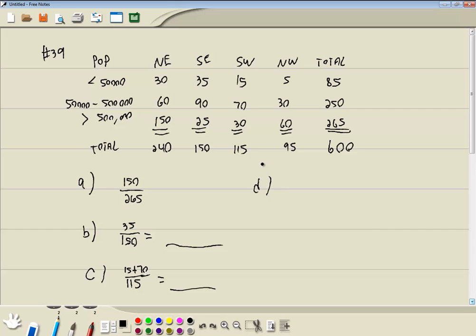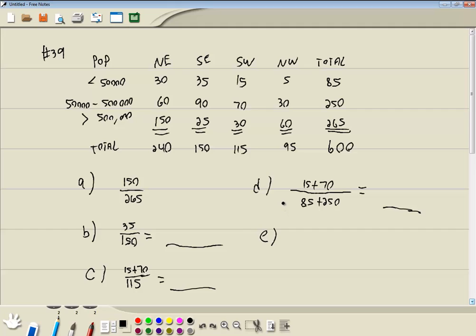D. Given that the restaurant is located in a city with a population of 500,000 or less, which is again these two here. So our bottom number, since we're looking at these first two rows, I'm going to have 85 plus 250. What is the probability that it is in the southwest? Well, given the first two rows, the ones that are in the southwest are 15 and 70. So I've got 15 plus 70, and then whatever that gives you.